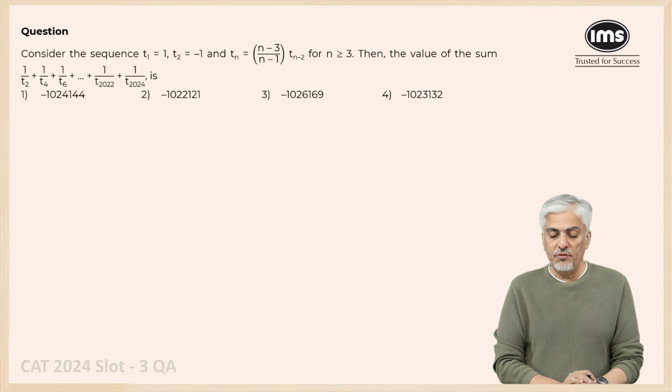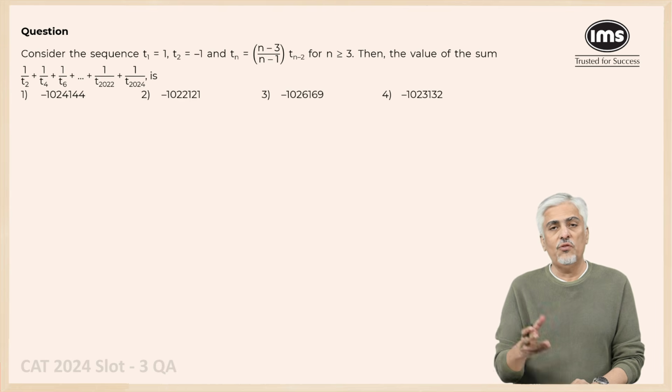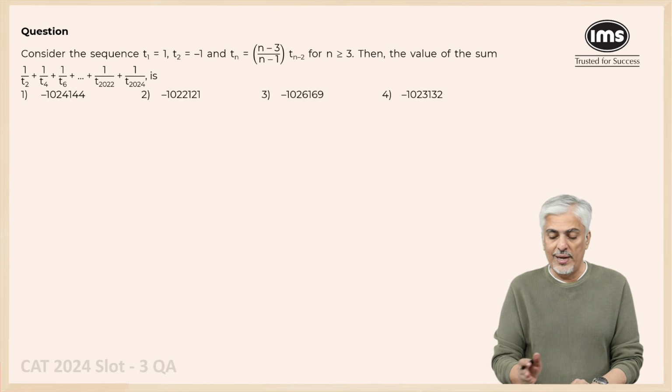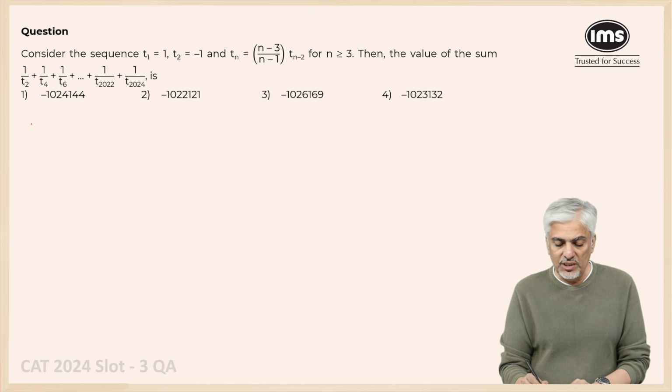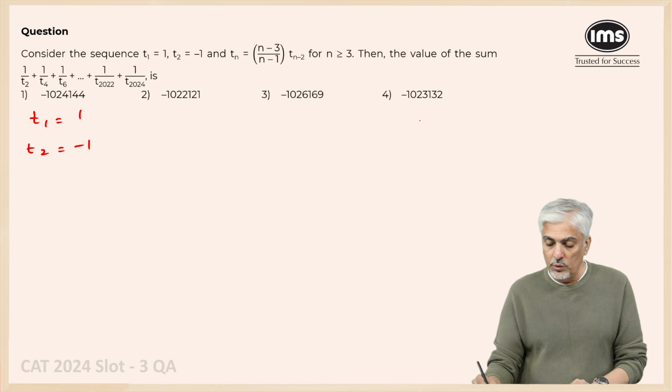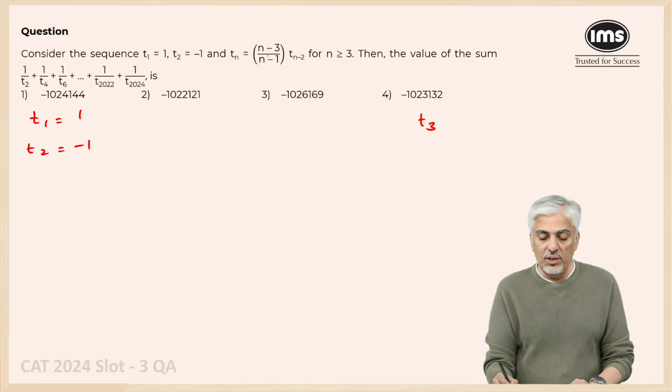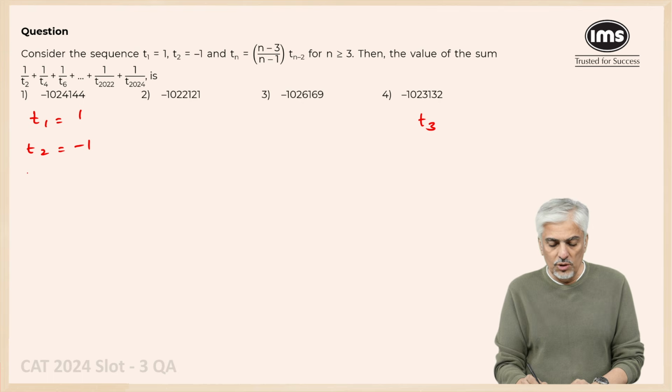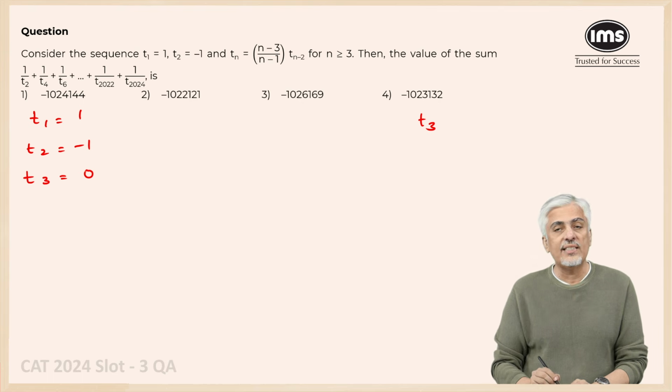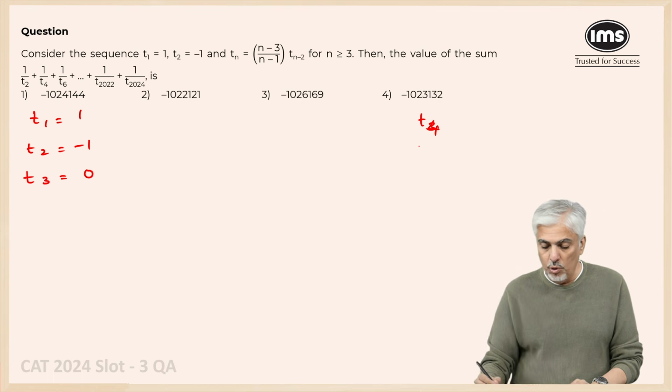So in a sequence, the first term is 1 and the second term is minus 1. And then there's a property given for finding the remaining terms. And we want to find the value of something. So we'll come to that later. Let's first find the terms. T1 is 1, T2 is minus 1. What will T3 come as? T3 will be 3 minus 3, 0 upon anything into anything is 0 only. So no need to check. T3 is directly 0.